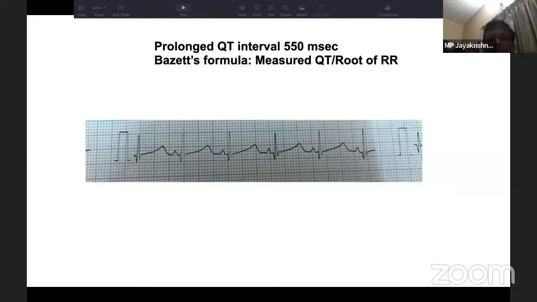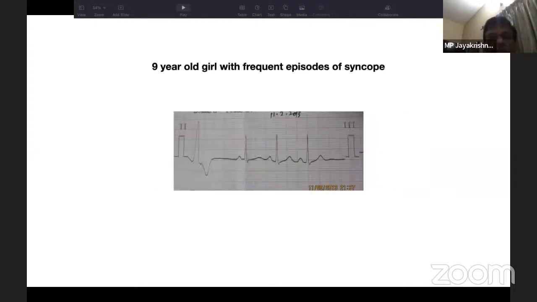So prolonged QT interval, this child had a very long QT interval, 550 milliseconds. We measured it using the Bazett's formula. So this is actually frequent episodes of syncope in a child.